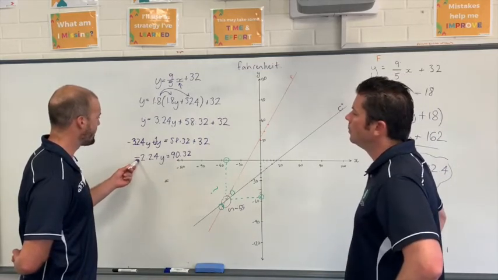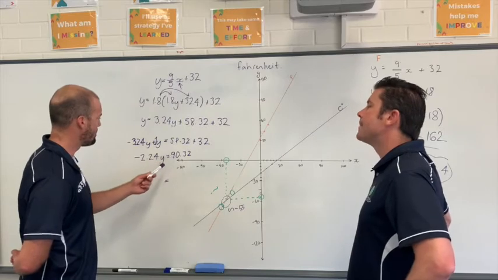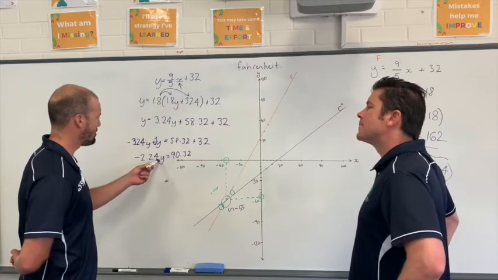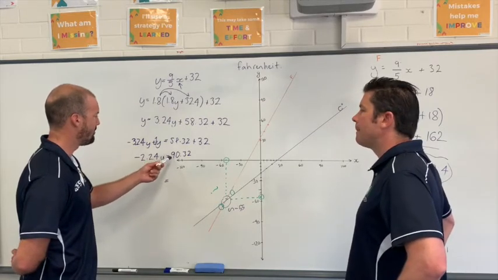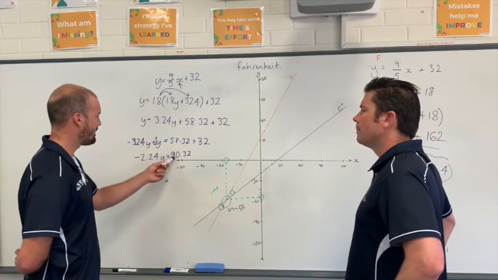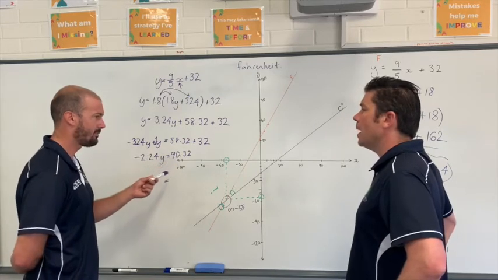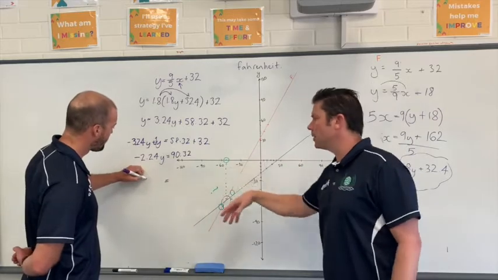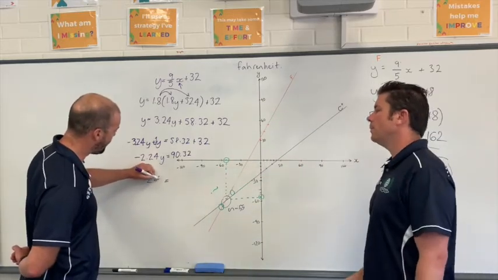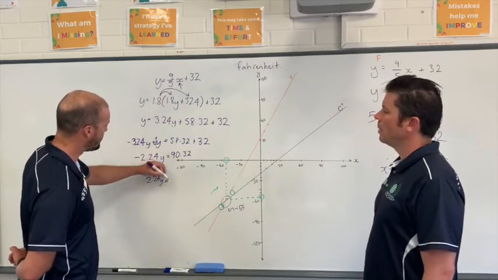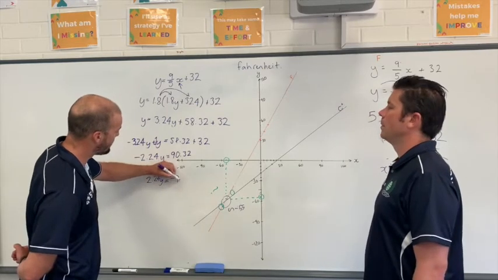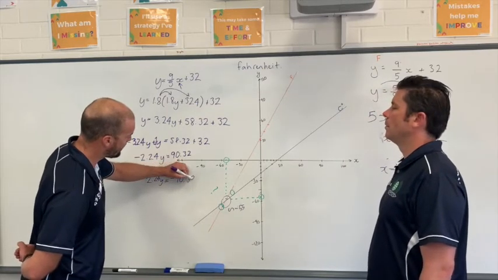First thing, this is negative and this is positive, but realistically we want this to be positive. And we can swap that to make this positive, that negative. Does that work? Yeah. So we'll make the variable positive: 2.24y positive equals negative 90.32. That's illegal.